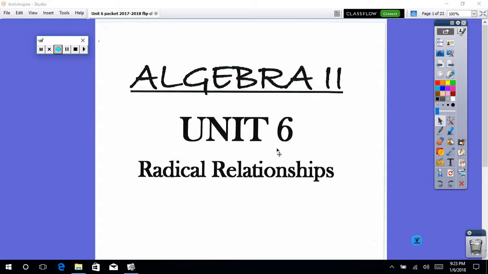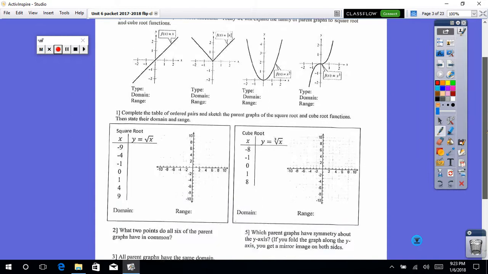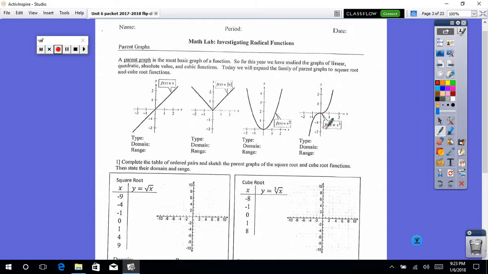Okay, moving on to Unit 6. I know we're jumping around a lot, but Unit 6. If you open to the very first page, we're going to talk about some of the graphs that you are used to seeing and have already seen. We have the linear graph. This is linear, plain old y equals mx plus b. Y'all have seen it forever.